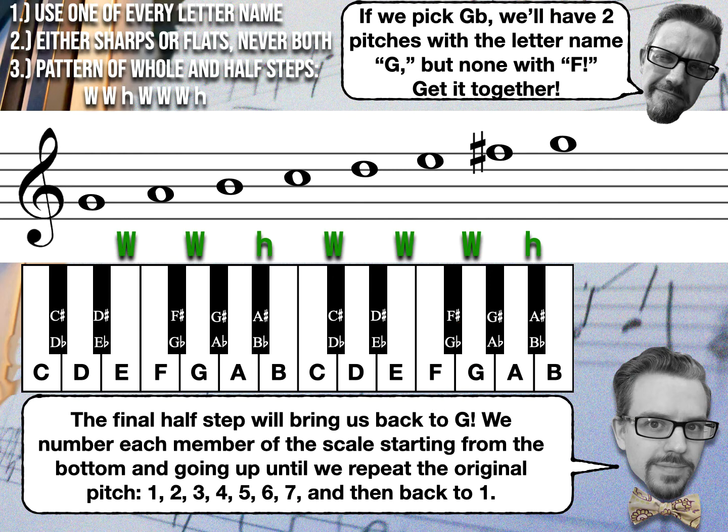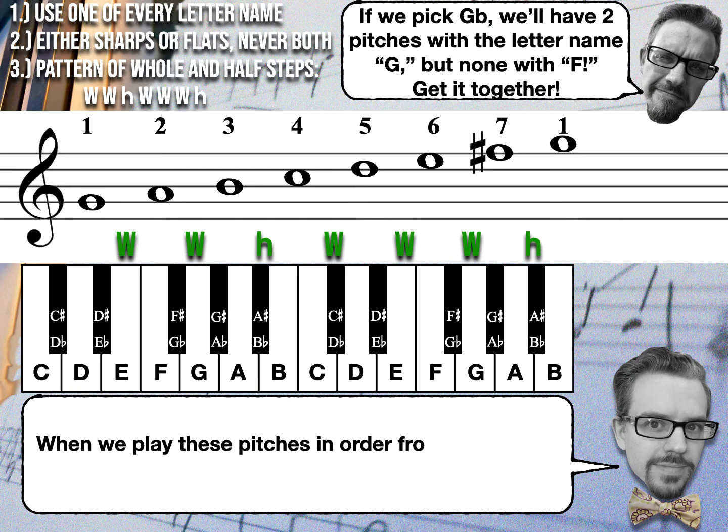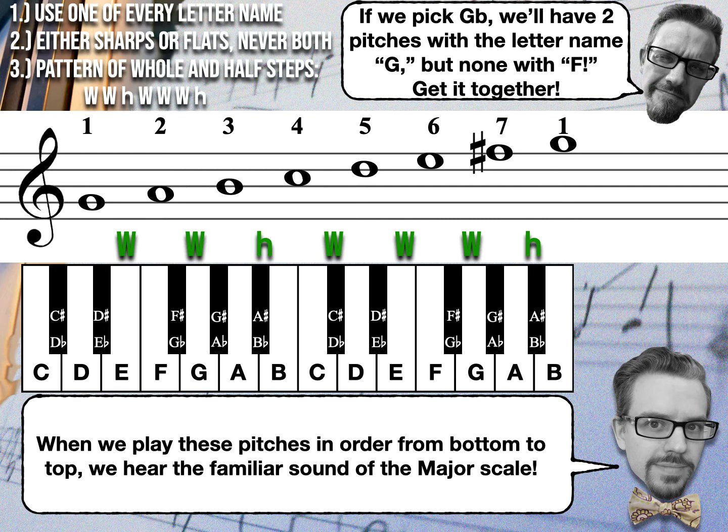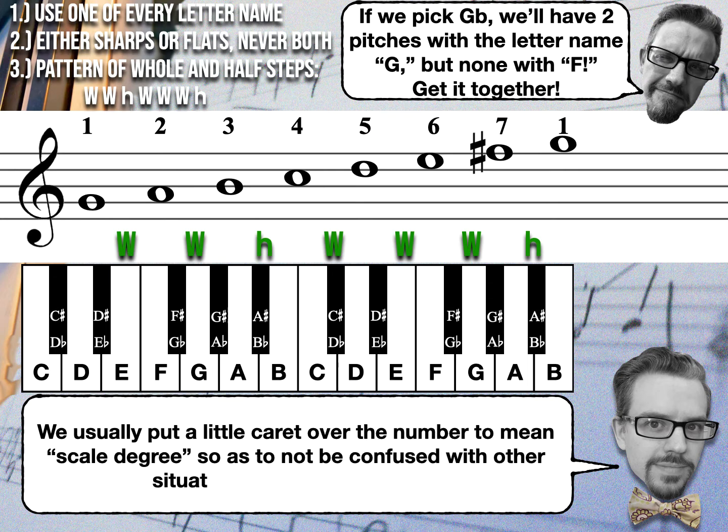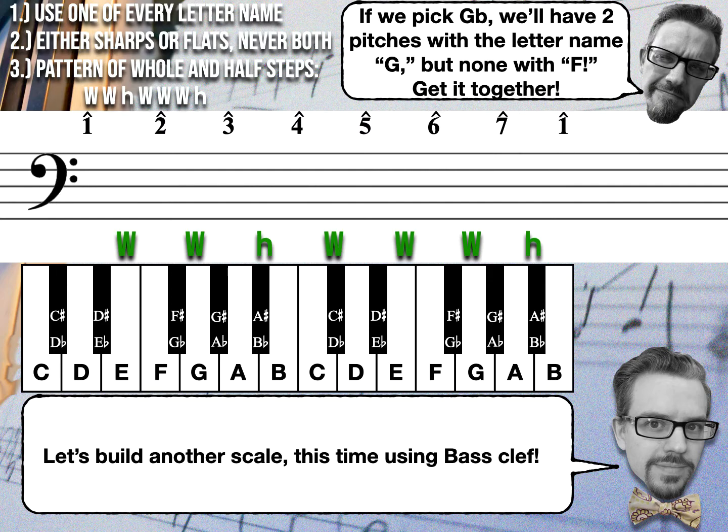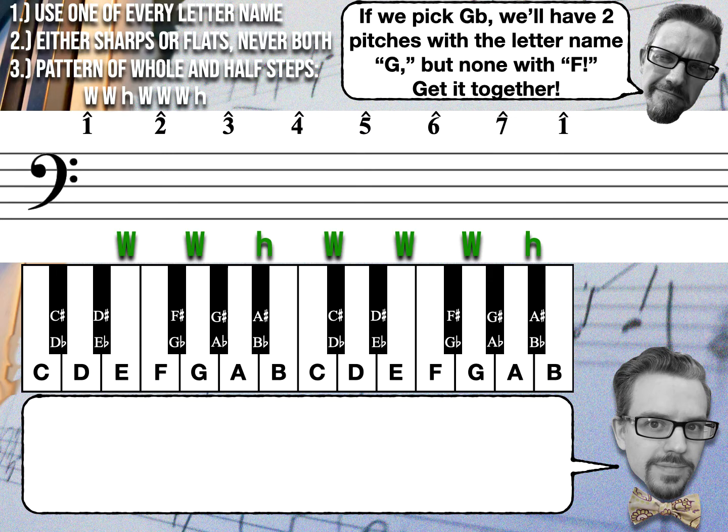We number each member of the scale starting from the bottom and going up until we repeat the original pitch. 1, 2, 3, 4, 5, 6, 7, and then back to 1. When we play these pitches in order from bottom to top, we hear the familiar sound of the major scale. We usually put a little caret over the number to mean scale degree so as not to be confused with other situations involving numbers. Let's build another scale, this time using bass clef.